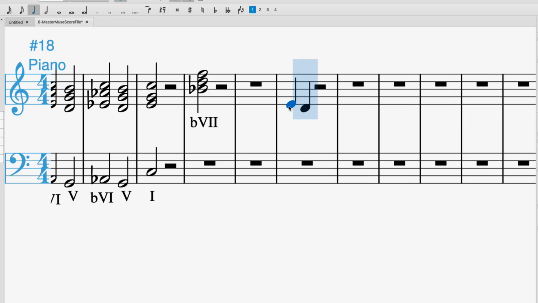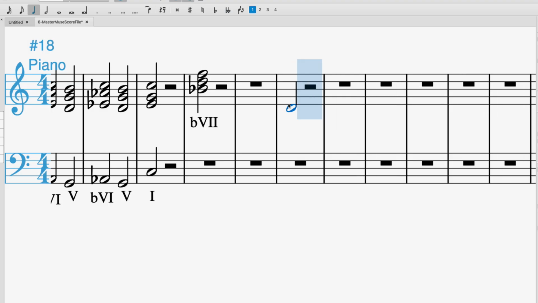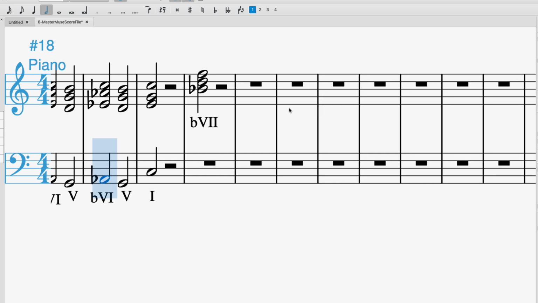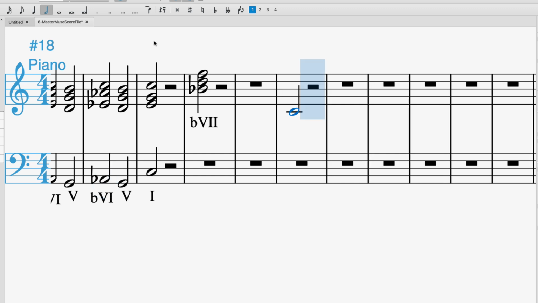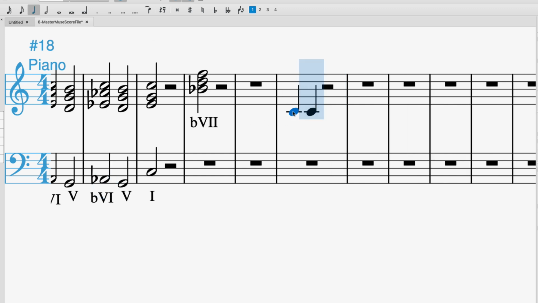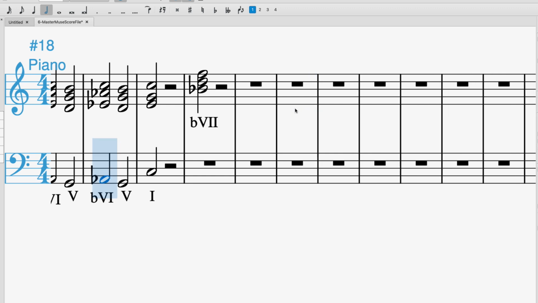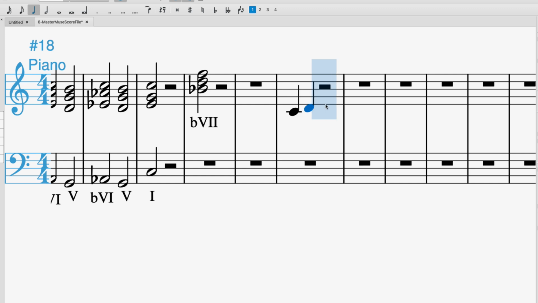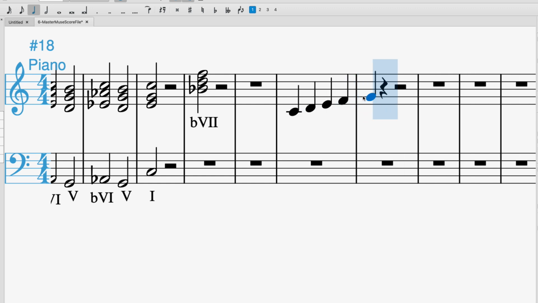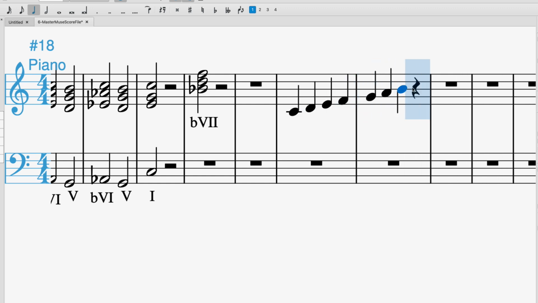Okay, let's go back to solfege for a second. You remember solfege? That is this thing. Let me do it with quarter notes. I'm just going to write a scale for us here. Okay, so there's a scale.